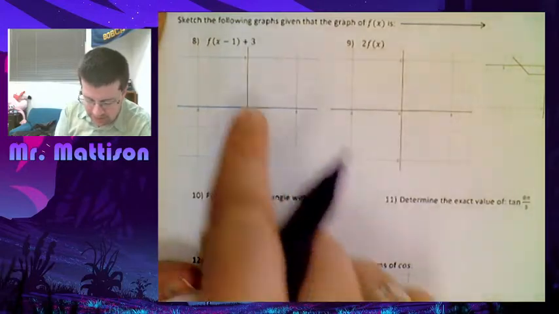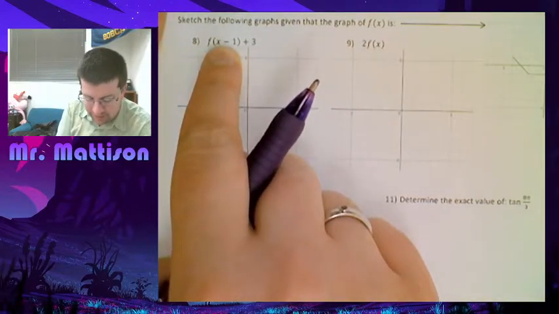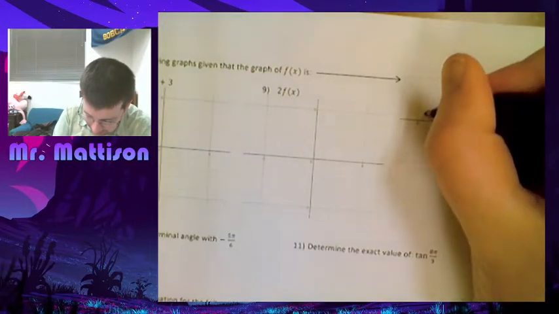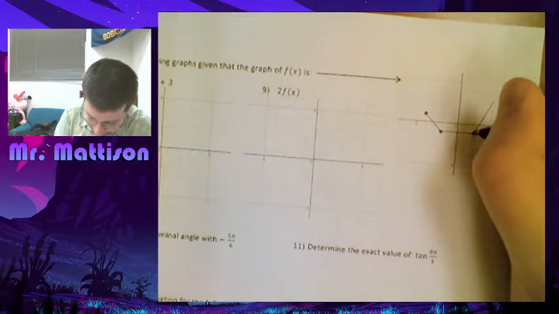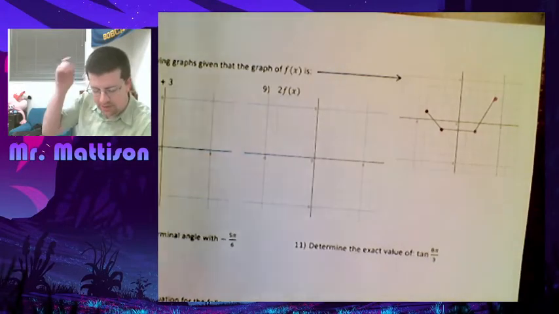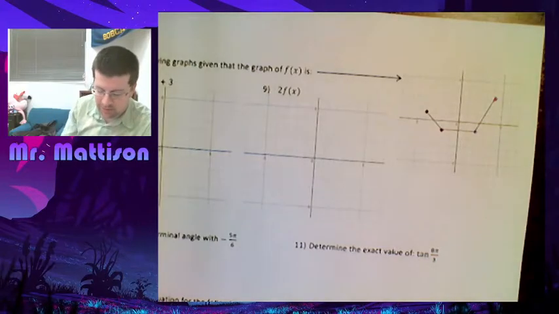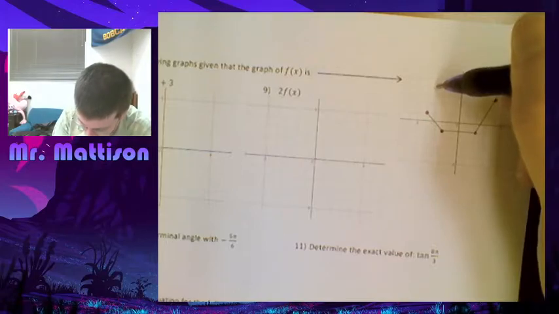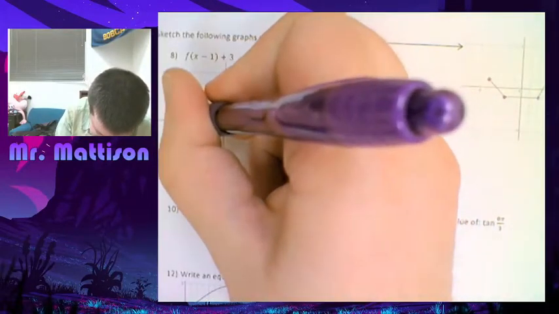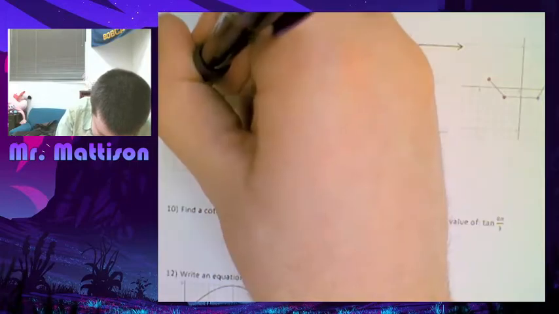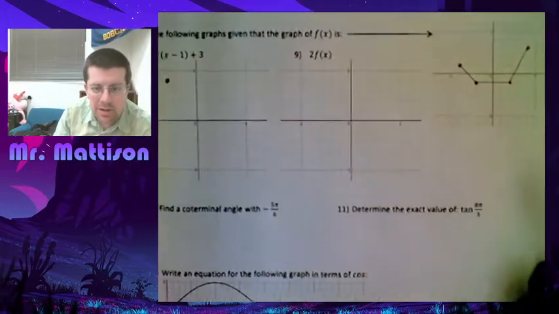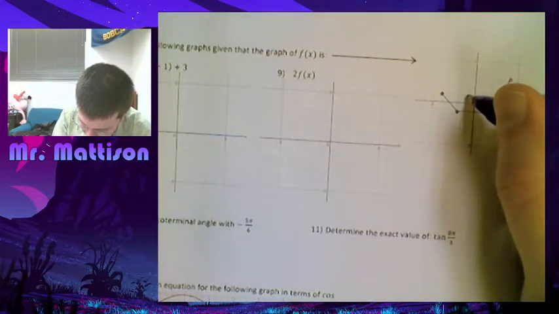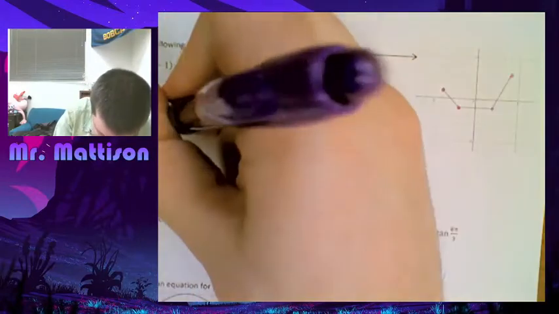So if we do this, minus 1 means I'm going to be going right 1, and then this plus 3 means up 3. So if I look at these as important points to shift from, every single one of those points is going to go right 1 and then up 3. So this one would go right 1 and up 3. So I would be at negative 3, positive 4. There's that point. This one would go right 1 and then up 3. So it's going to be at negative 1, positive 2.